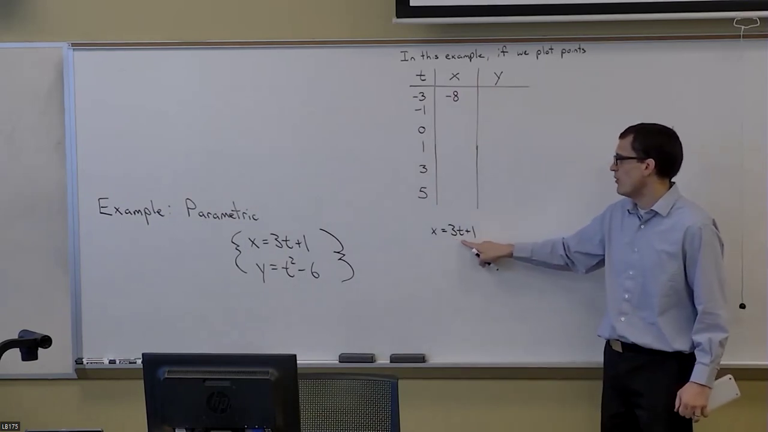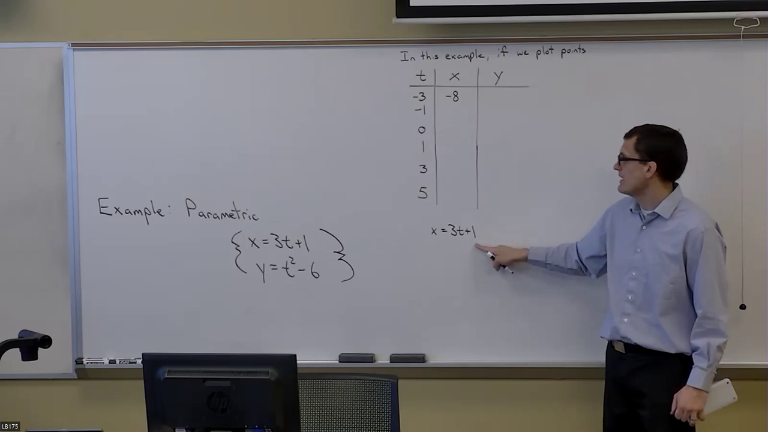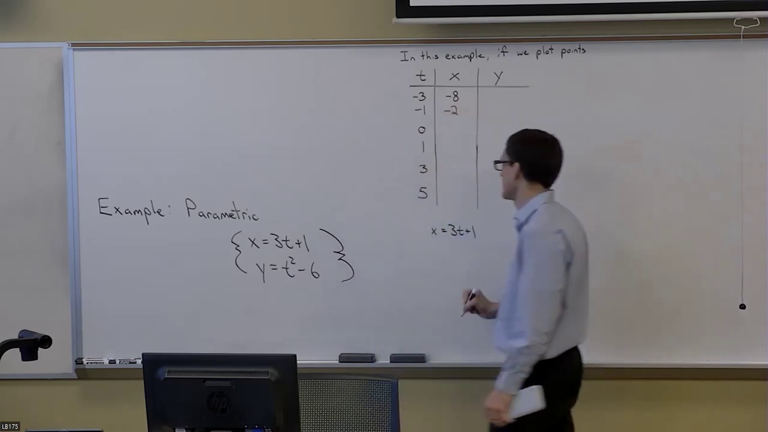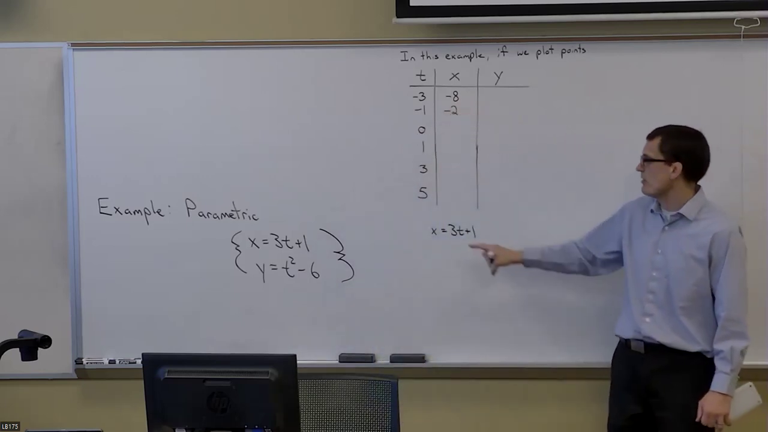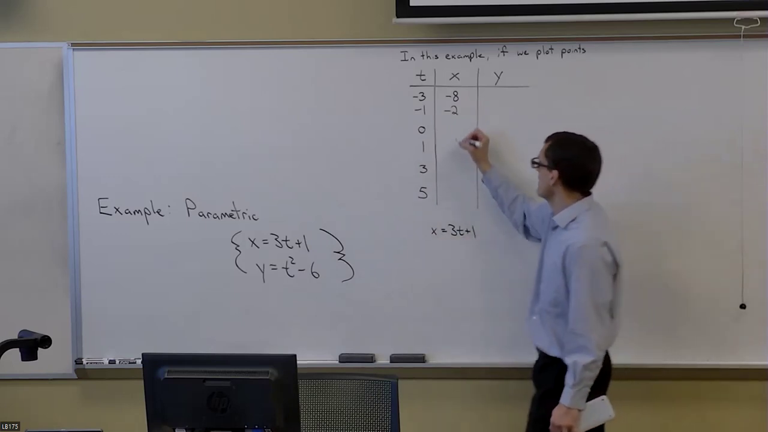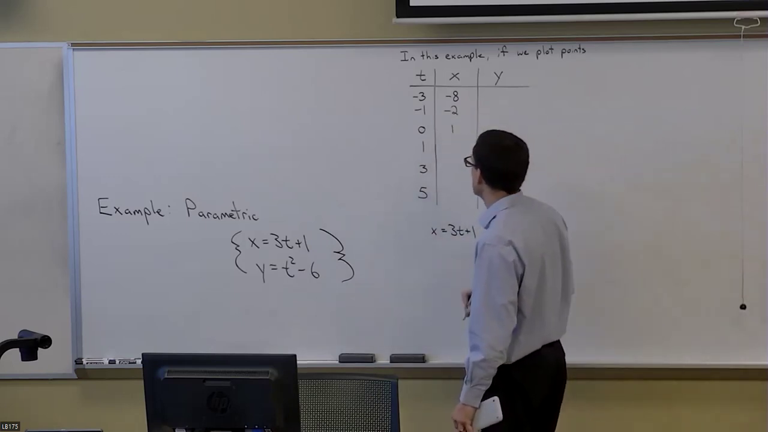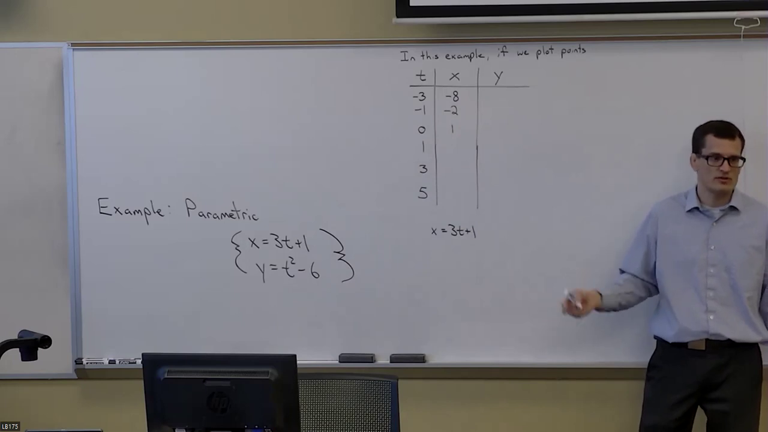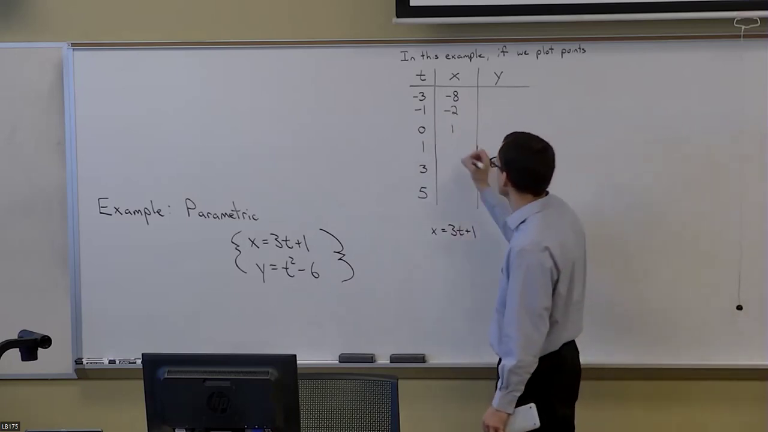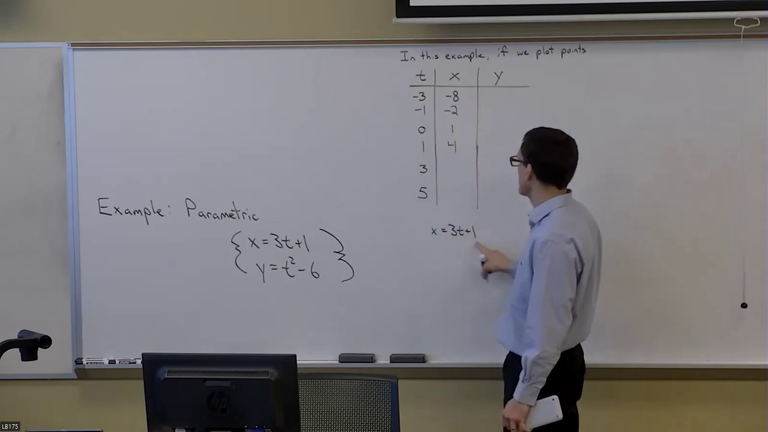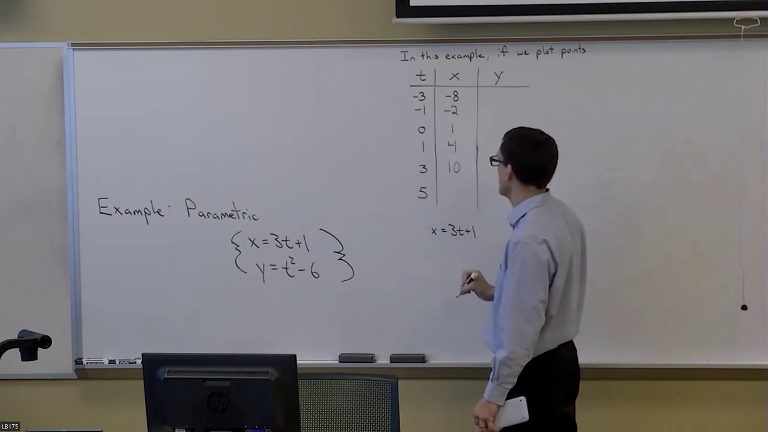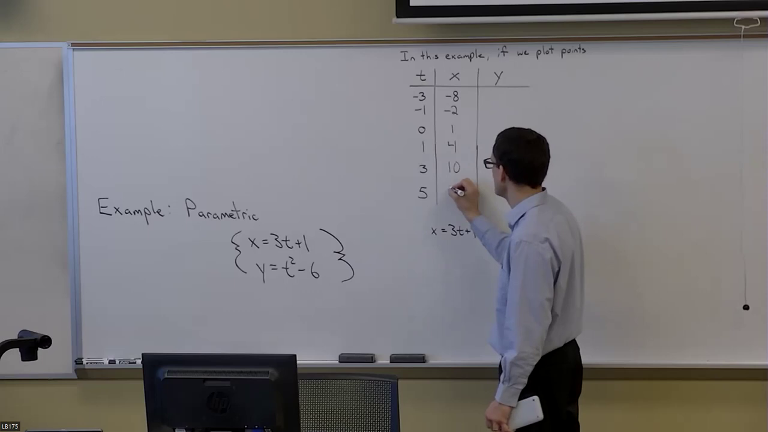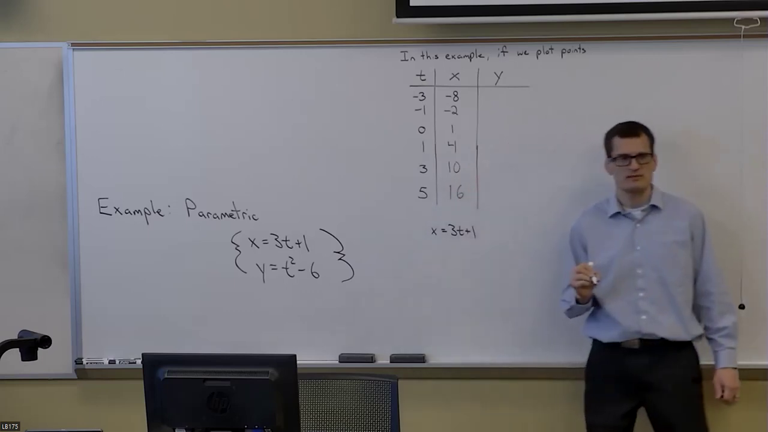If I put in -1 into this equation, I get an x value of -2, I believe. If I put a 0 into this equation, I get an x value of 1. You see what I'm doing? I'm just plugging in, just like I normally would. Plug in 1, you get a 4 for your x value. Plug in 3, you get a 10 for your x value. Plug in 5, you get 14. No, I'm sorry, 16 for your x value. Subtract.